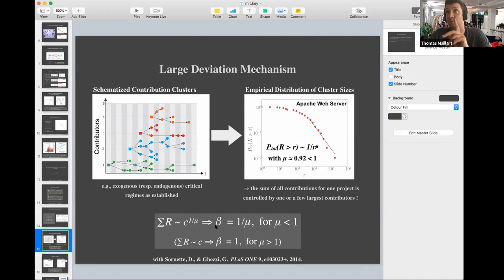But this holds only when mu is smaller than one, when you have a heavy tail distribution of contribution per contributor, per open source developer. If mu is larger than one, beta is equal to one. So that's a proof of sort of the large deviation mechanism. If people contribute in a heavy tail distribution manner, then if you look at the project by slice, you're going to see these productive bursts.